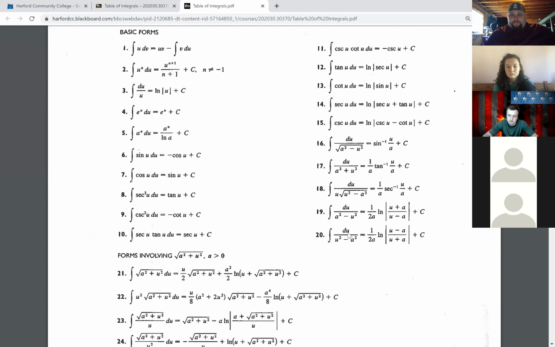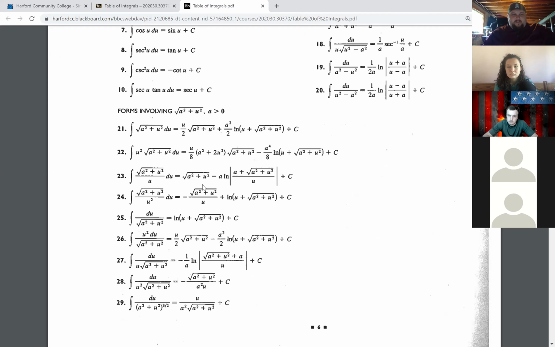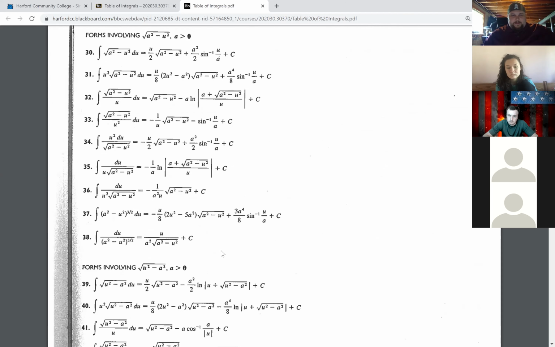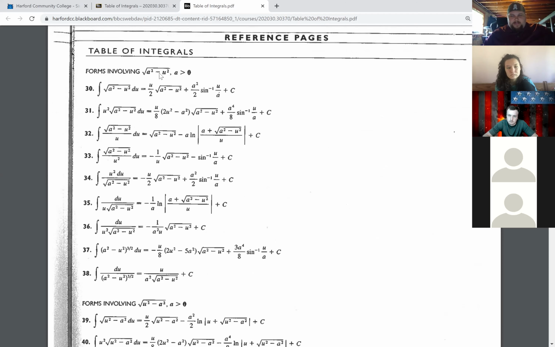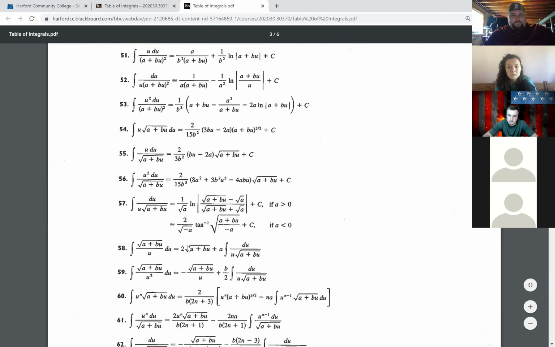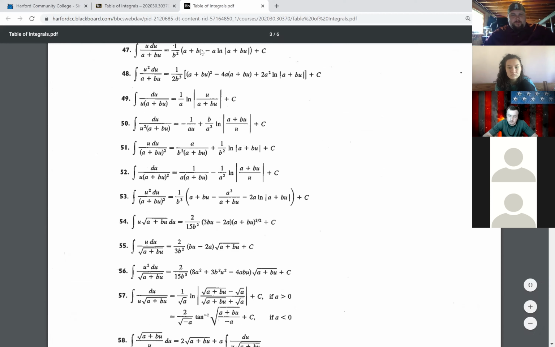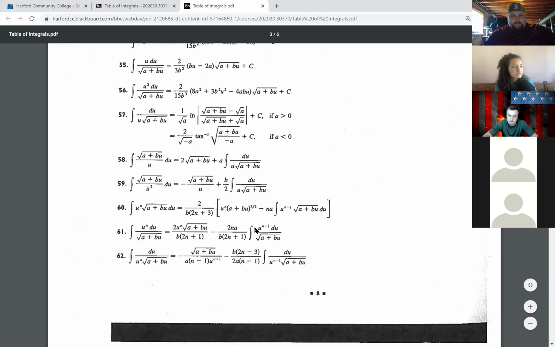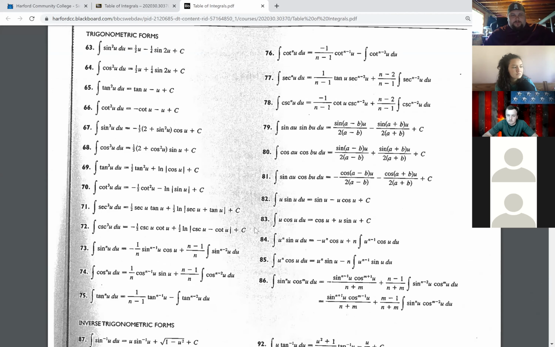It's got our arctan formula right there that we needed earlier. All right. Then it's got more complex forms involving the square root of a squared plus u squared. It's got a squared minus u squared, u squared minus a squared, a plus bu is the next section. And then it gets to trig forms.